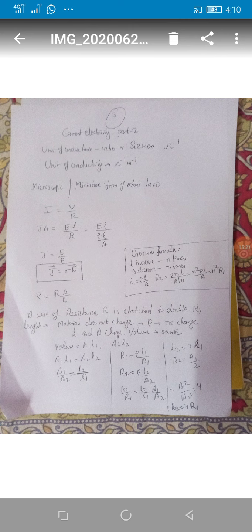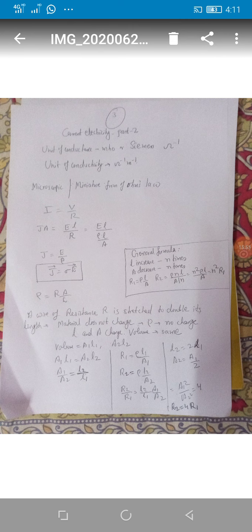For example, if it is given a wire of resistance 20 ohm is stretched to 4 times its original length. What is the new resistance, student? I think you got it. How much is n, student? 4. So 4 square is 16. 16 into 20, 320 ohm.